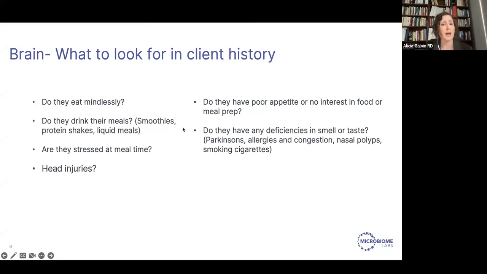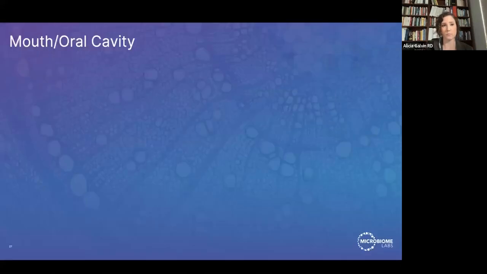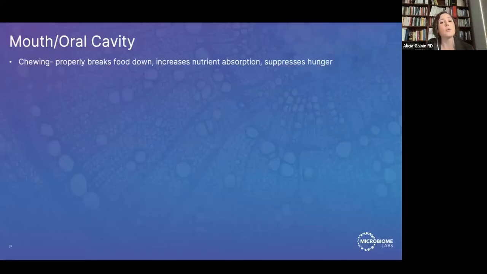Are they stressed at meal times? Have they had a head injury that's affected their vagal nerve tone? Do they have poor appetite, or no interest in food or food prep? So they're not really interested, and they're not getting that initial activation. Do they have deficiencies in taste or smell? Do they have Parkinson's or really bad allergies? So they're not even able to smell the food or really even taste, because our smell and our taste are intimately connected. So these would be some questions to think about when you're assessing their cephalic phase of digestion.